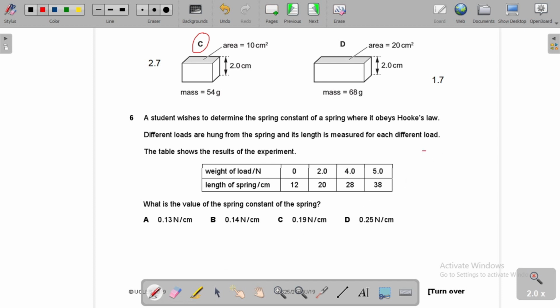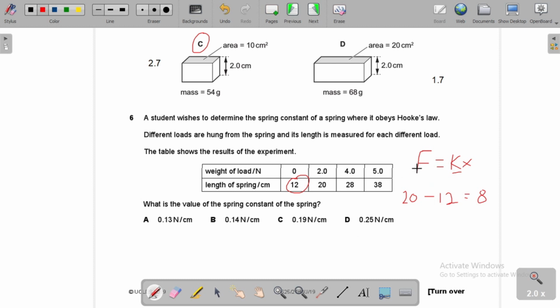Remember the formula? The formula force equals kx, where k is the spring constant and x is the extension. Now, how do we get the extension? At weight 0, that means no weight has been added. The length of the spring is 12. That's the original length of the spring. Now, when a weight of 2 Newton was added, the length turns to 20. So what is the extension there? The extension is 20 minus 12, and that is 8.